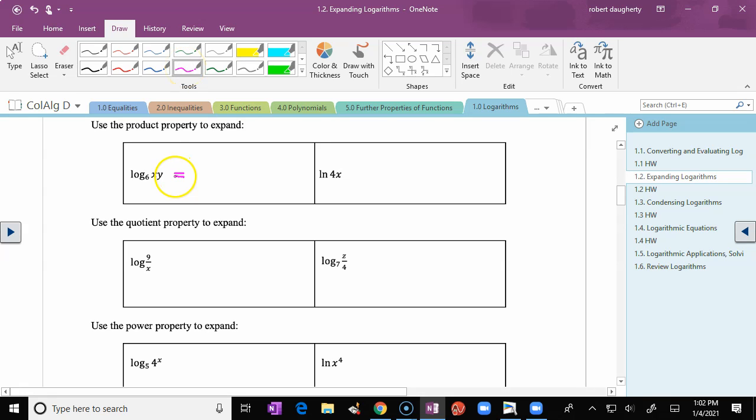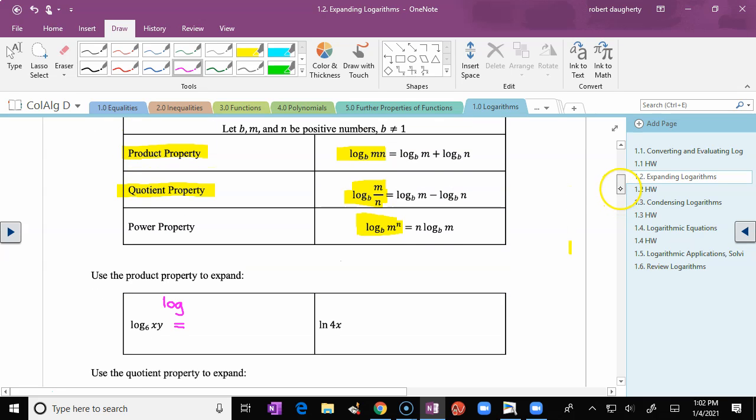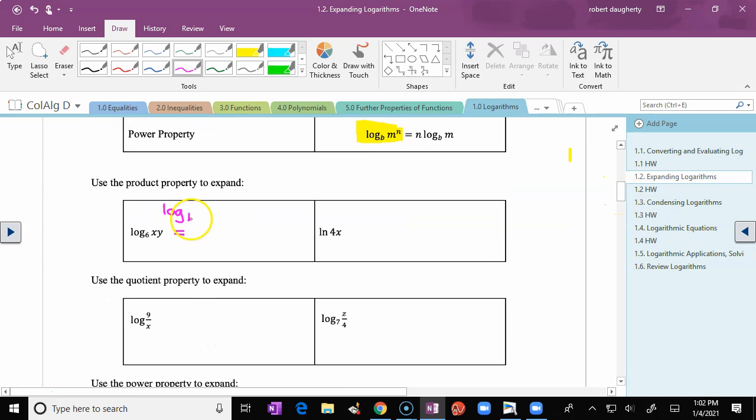So this is, according to the product property, the log, and what did I use? X's and Y's, let me be consistent, m's and n's. So the log base b of mn is the log base b of m plus the log base b of n. Okay, so this just means this is the log base 6 of x plus the log base 6 of y. So that's expanding this using the product property.